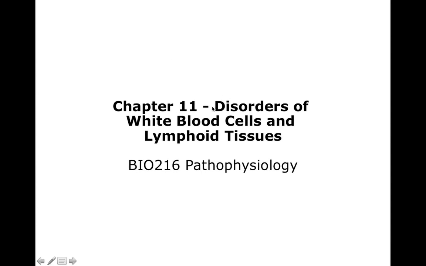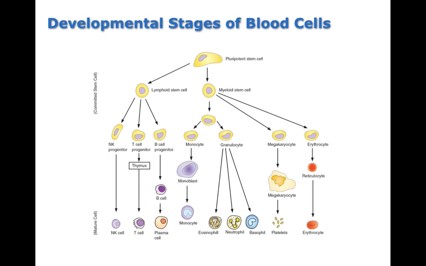Okay, in this video we're going to look at Chapter 11, Disorders of White Blood Cells and Lymphoid Tissues. And we know that all of our blood cells originate from red marrow, and these actually start with a pluripotent stem cell, which we call the hemocytoblast. You find these hemocytoblasts within red marrow, and they can differentiate into two subtypes. We have a lymphoid stem cell and a myeloid stem cell.